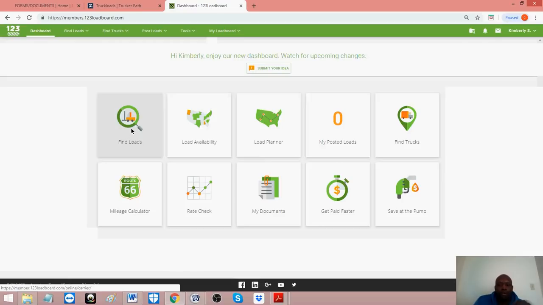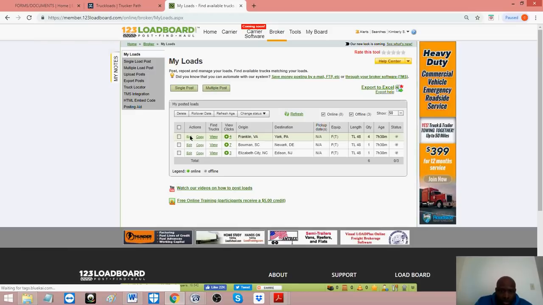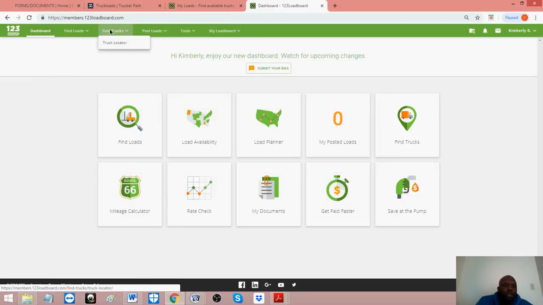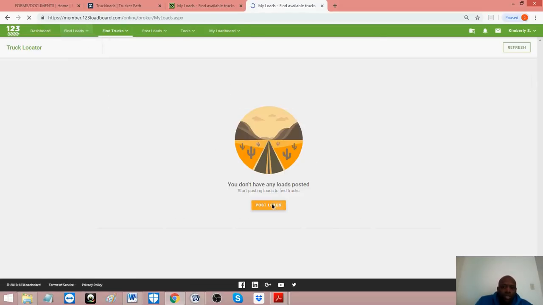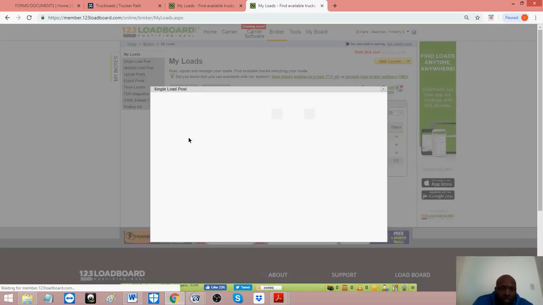When they did have it, we would post a load here, because they used to be a brokerage as well. So when you post loads, we have loads posted now. I'm going to look at this one here because I also work under a brokerage, so I have a broker login. Loads no longer available, obviously. So let's go to the dashboard, find trucks. Let's post a load first. These loads must be outdated apparently. Let me edit this.